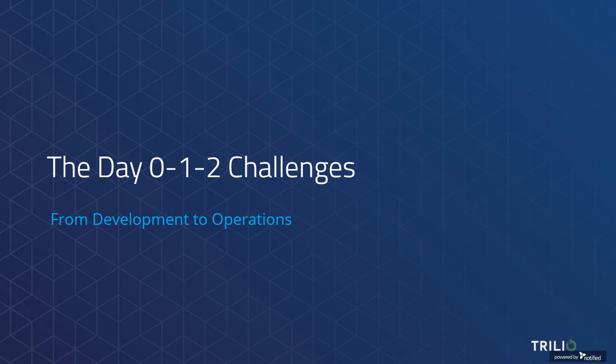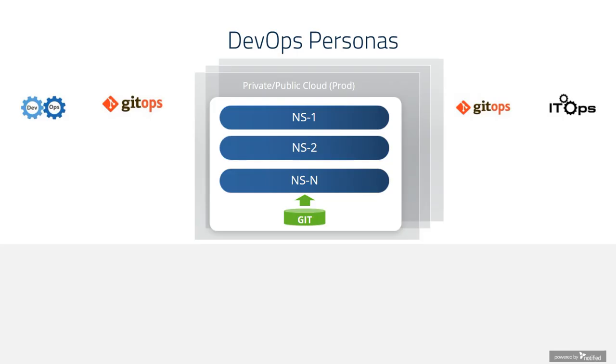So let's look at what we call the day 0, 1, 2 challenges. In other words, we're talking from development all the way up to operations and into production. The reason why a data protection tool has to evolve to work with the cloud is that it now has to work across multiple disciplines and teams. And so first of all, let's look at those typical organized teams.